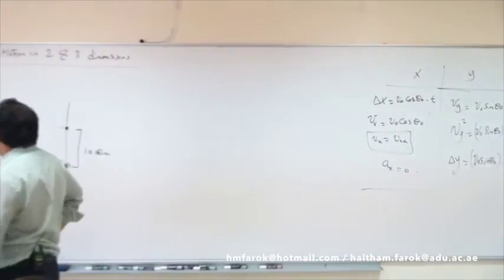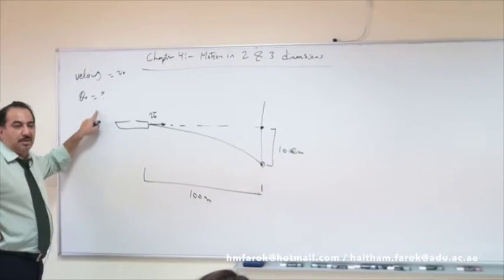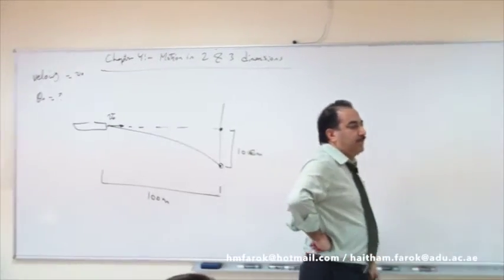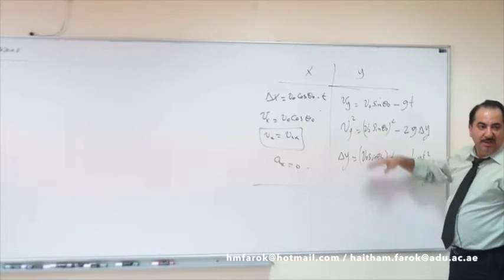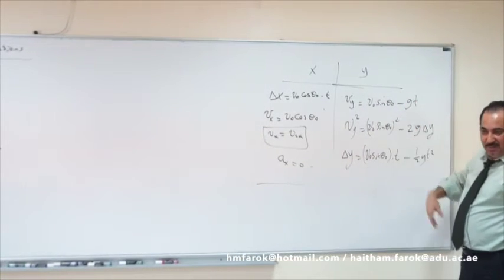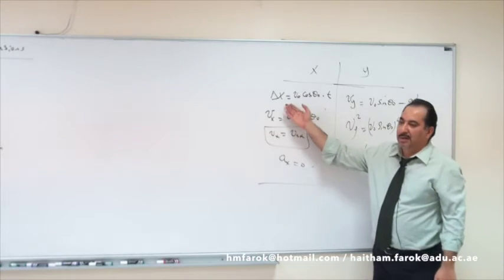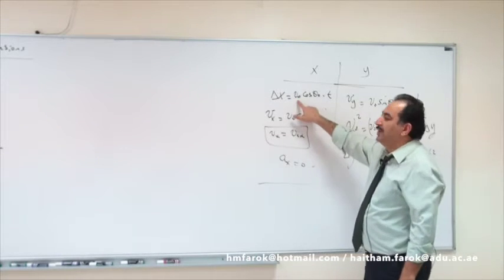But in this question, how much is theta naught? 0. So if I put theta naught 0 here, the V naught will disappear. So you cannot answer the question that way, yeah? So you have to work this side. Okay. This is V naught.